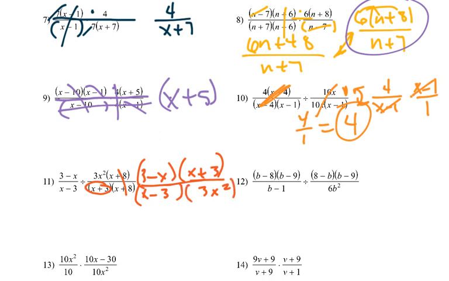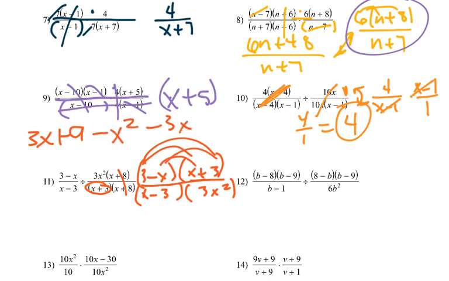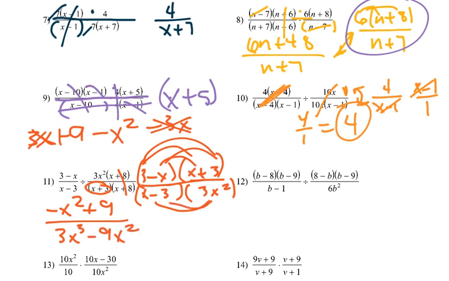or you could multiply them out and get 3 times x, which would be 3x plus 9 minus x squared minus 3x, so those would cancel. So negative x squared plus 9 on top over 3x cubed minus 9x squared. And you could go with that one. Or you could just leave it in that factored form. And that's fine too. Okay, number 12.